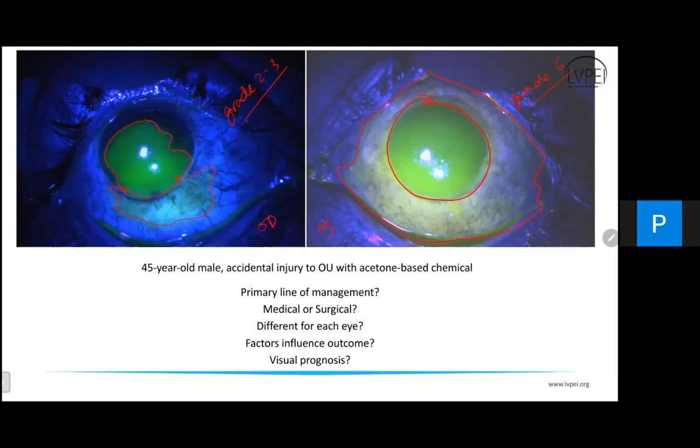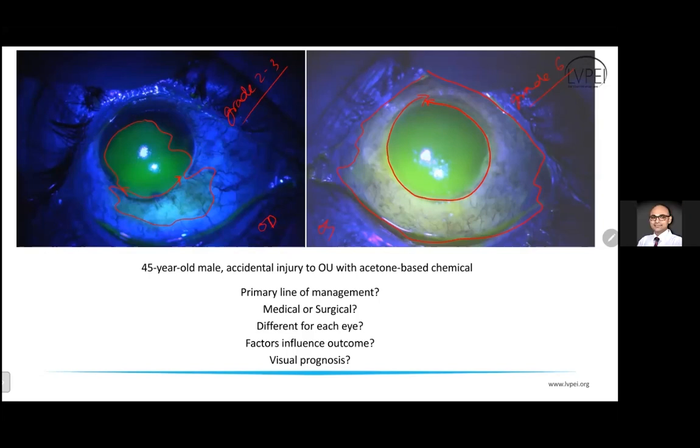So in an acute burn, like we have discussed, non-negotiable terms. First, we'll remove the chemical, irrigation to be done, and topical steroids to be started. And we can try to prevent exposure in this case by placing a BCL to start.